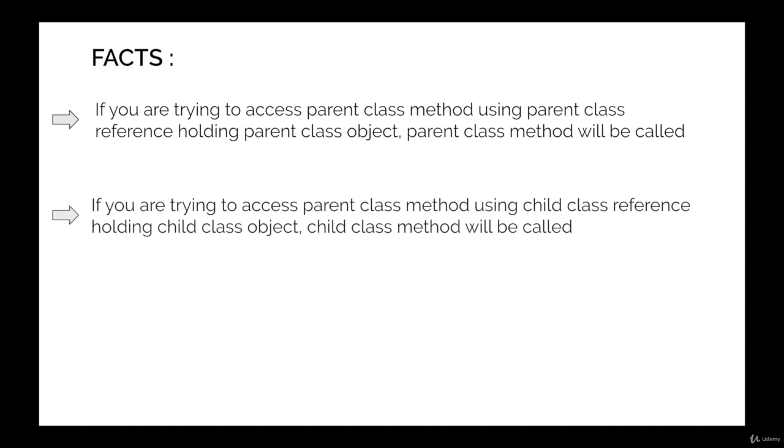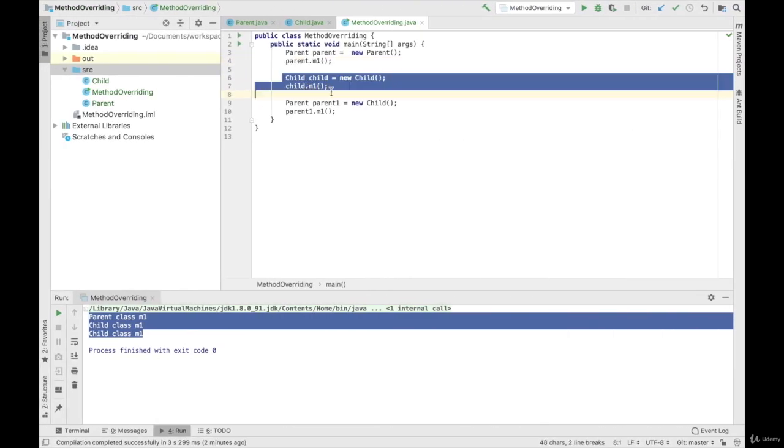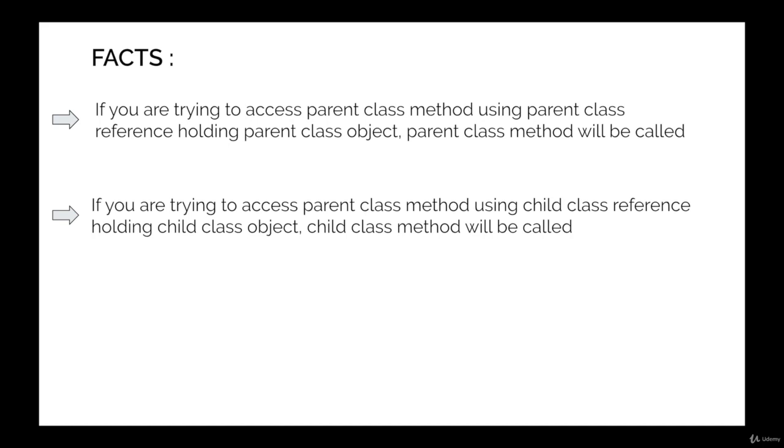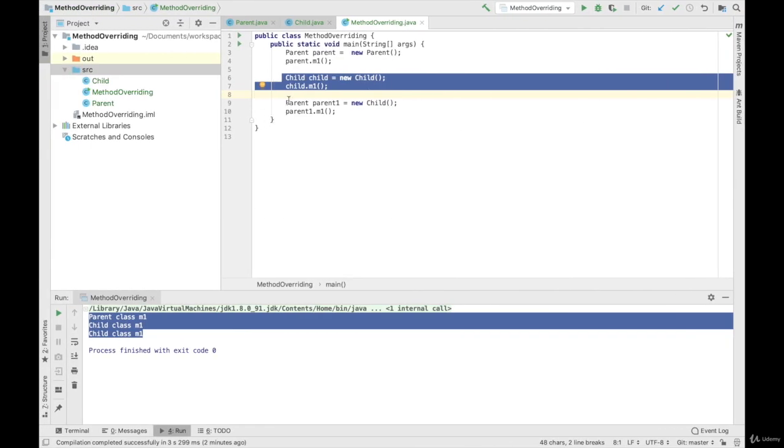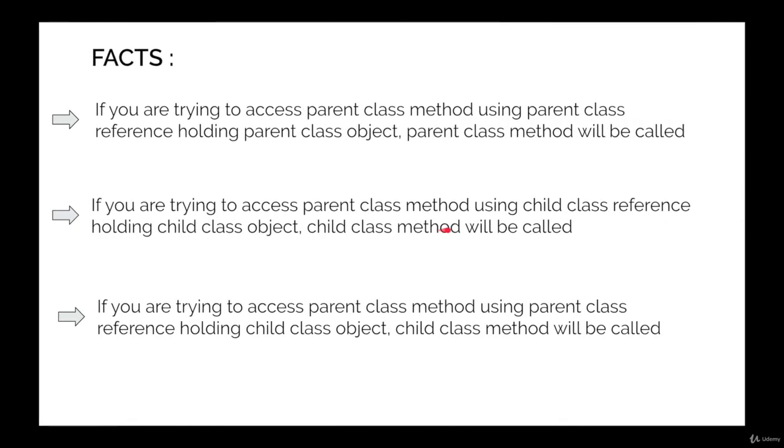The next fact says, if you're trying to access a method using the child reference holding the child class object, the child class method will be called, and that is what we saw over here. Now the third fact is, if you are trying to access a method using a parent class reference holding a child class object, the child class method will be called, and that is what we saw over here. So these are the three important conclusions from method overriding in Java.